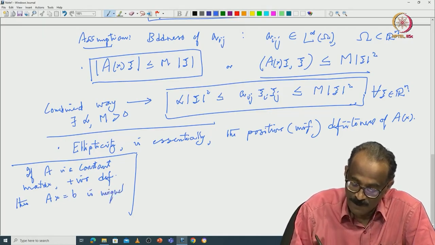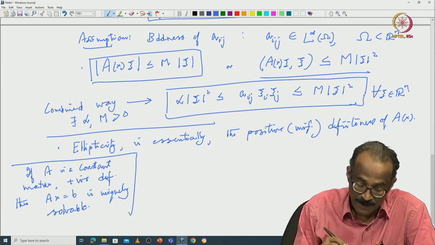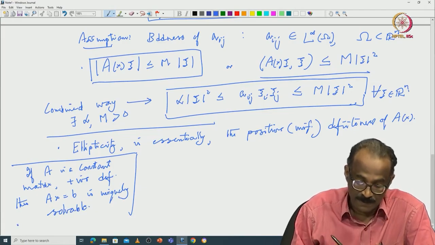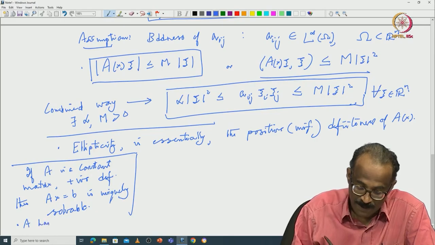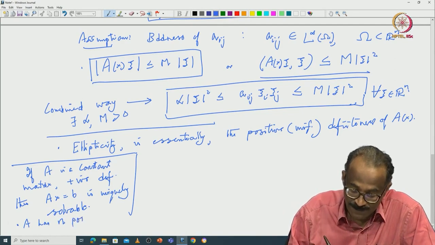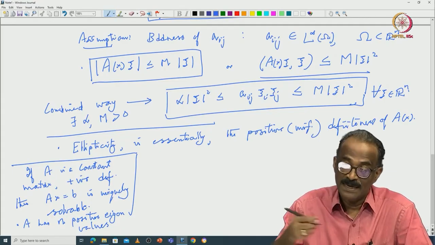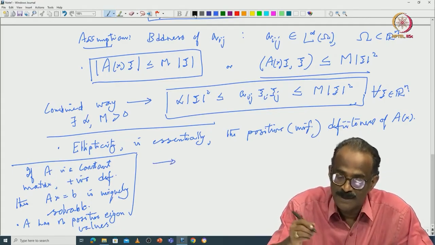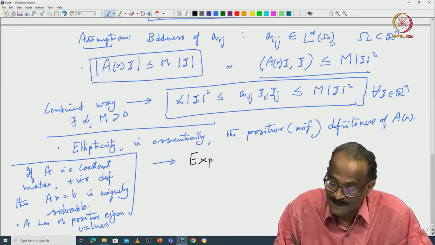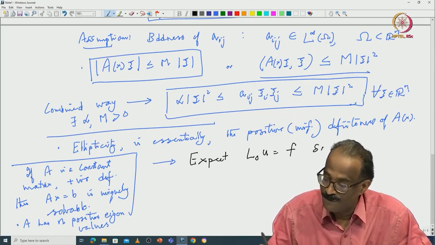Clearly solvable. Another remark is that A, counted up to multiplicity, has n positive eigenvalues. So you want to study a similar thing, and the natural thing is to expect L naught of u equal to F to be solvable.